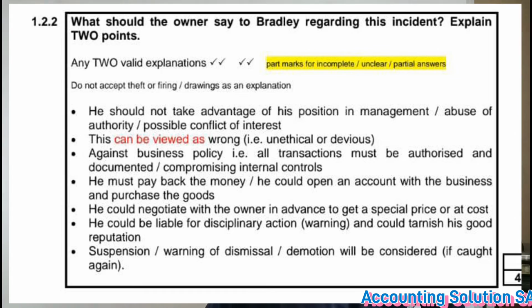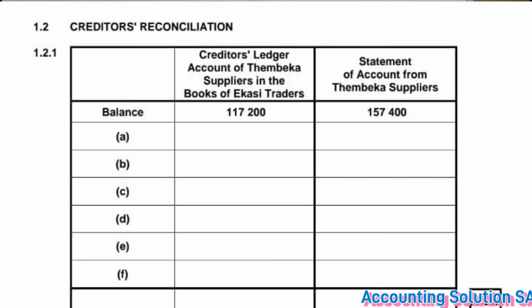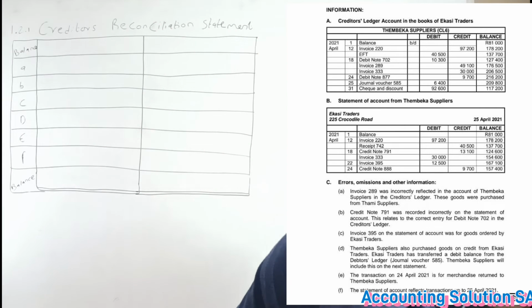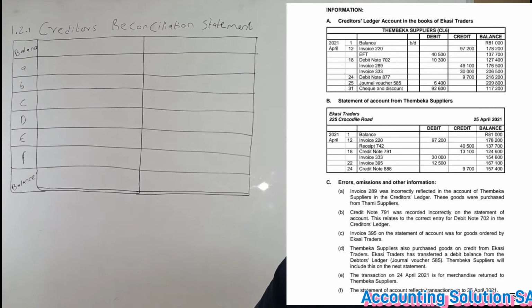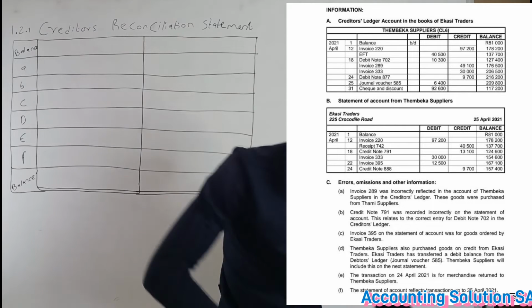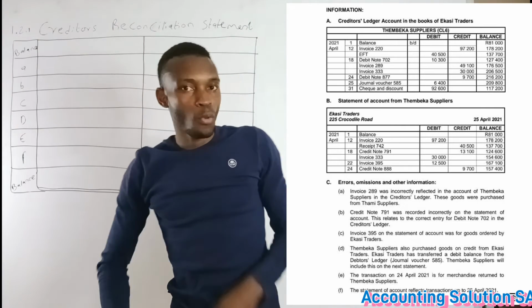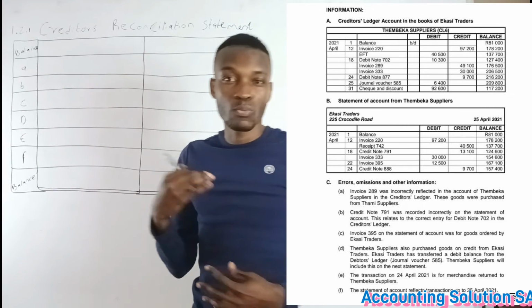Then for now, let's go and do the table that we have to fill according to the creditors ledger as well as the creditors reconciliation statement. As you can see on the screen, we have been given a creditors ledger account, which is information A. For B, we've been given a statement of account from Tembeka supplier. So we are going to read transaction C one by one. After that, we fill in according to what we understand from the transactions that we've been given.